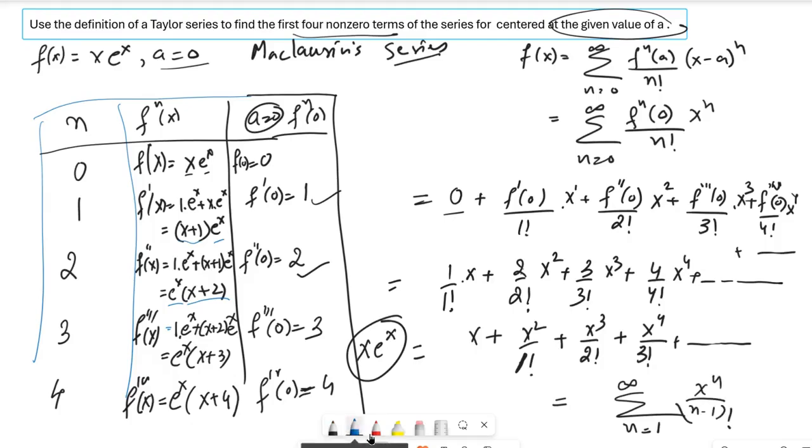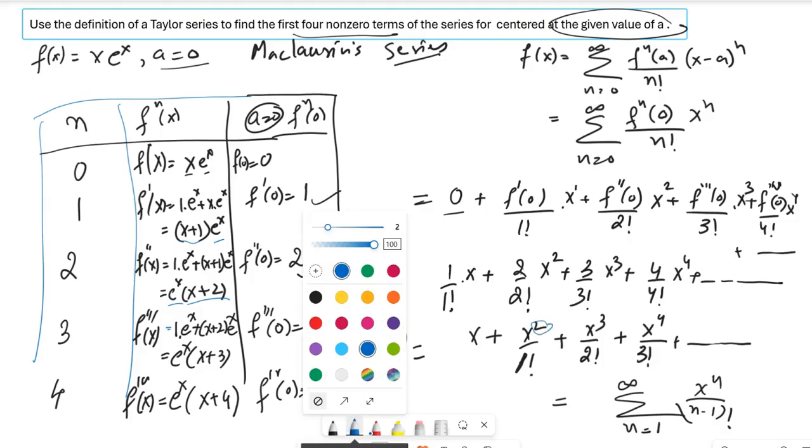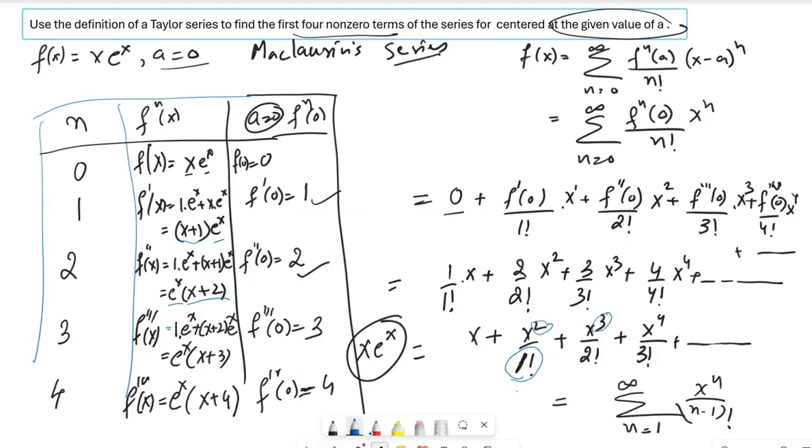For writing it like this, you need to see the pattern. If the power is 2, here is 1 factorial, 1 less, right? If the power is 3, here is 2 factorial, 1 less. If the power is 4, here is 3 factorial, which is 1 less. If the power is 1, here it is 0 factorial, because that is just 1. Therefore, our function can be written as this power series.